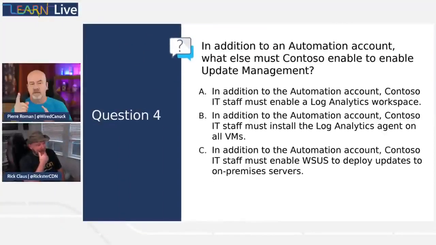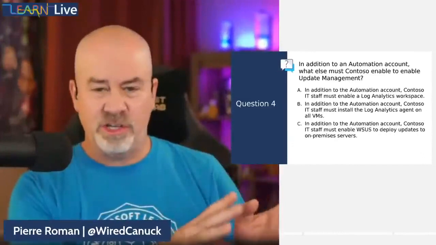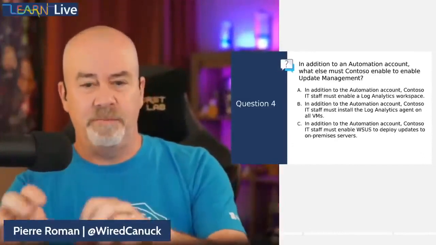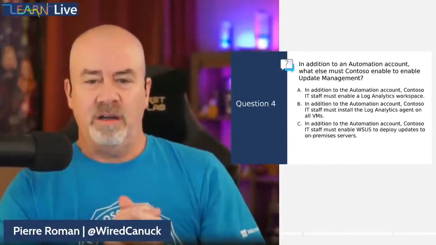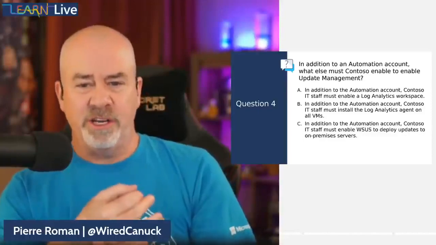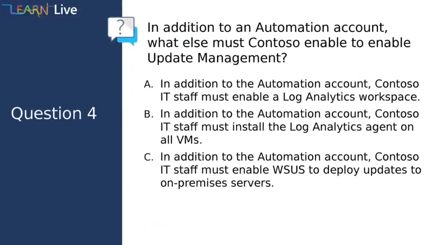I think you should, yeah. How would you go with process of elimination again? What would you do? C, we've already dealt with C in the last question, so I don't think it's going to be C. Now, in addition to the automation account, requires a log analytics workspace. Yes. In addition to Azure automation account, Contoso must install the log analytics agent on all VMs.